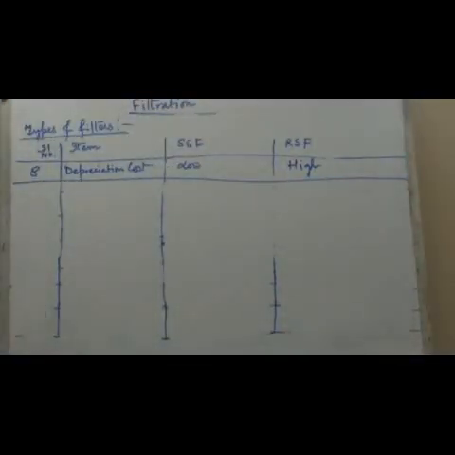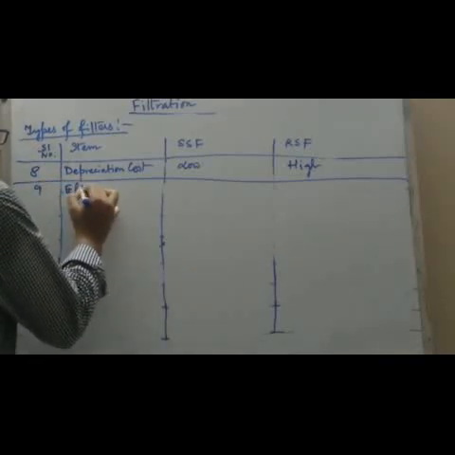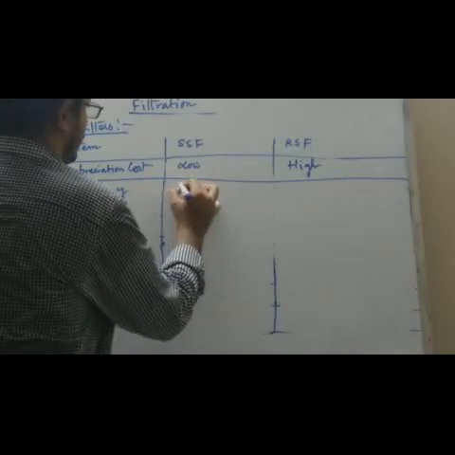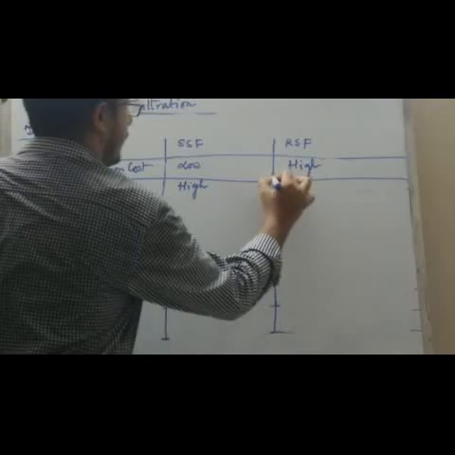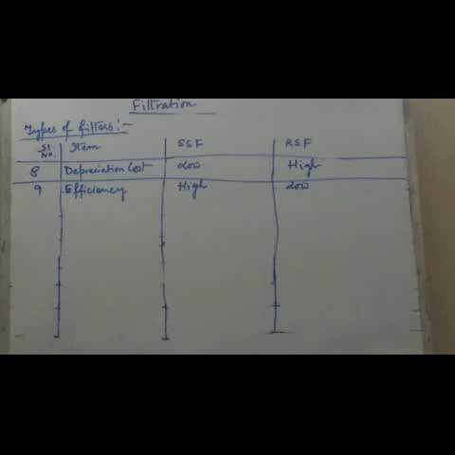The next thing is efficiency. For slow sand filter, the efficiency is very much high. That means it is more efficient than the rapid sand filter. So efficiency is high, and for rapid sand filter the efficiency is low.